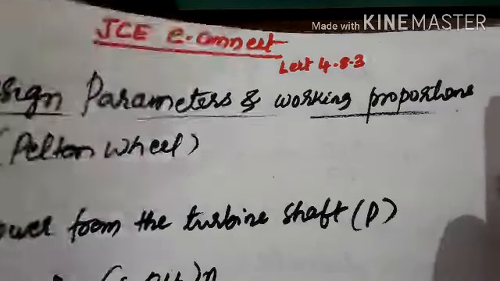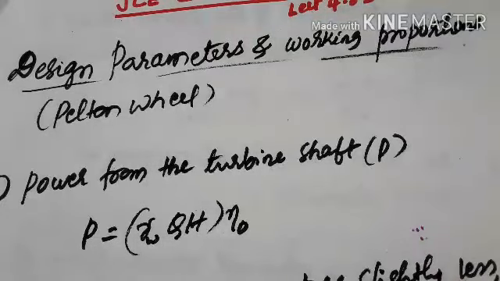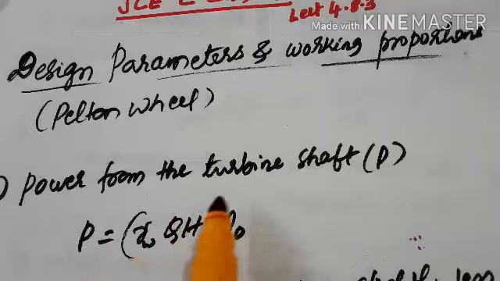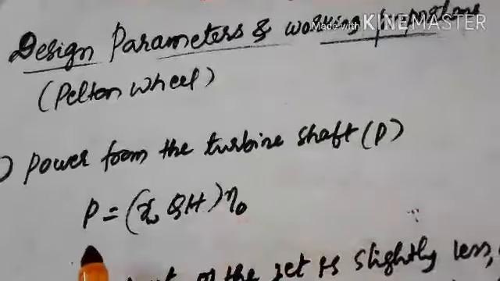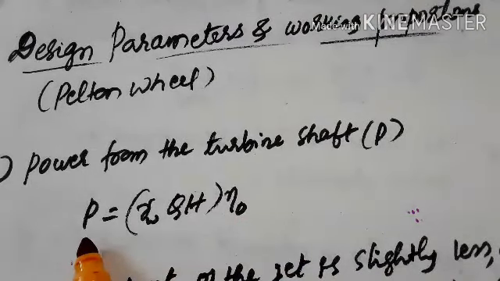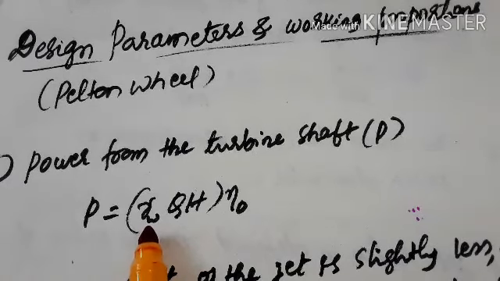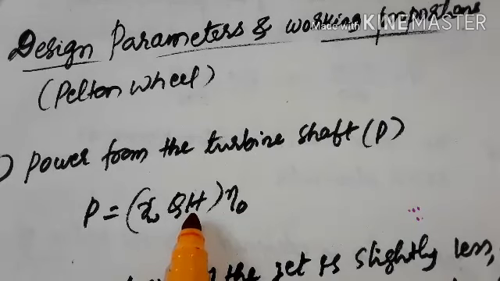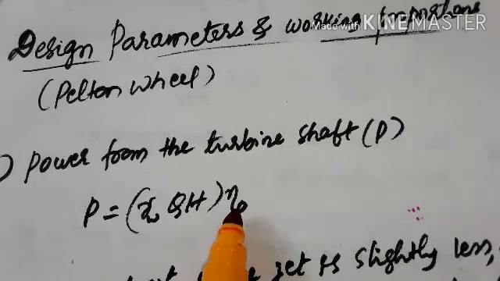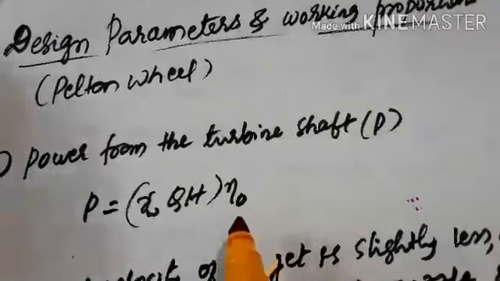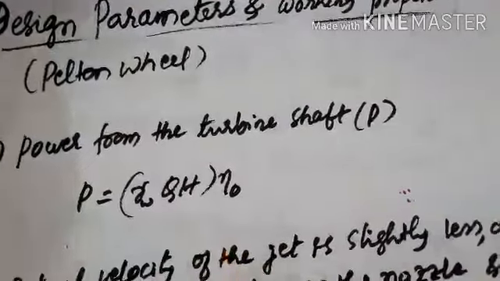So for that, the first thing is we have to calculate the power from the turbine shaft. To calculate power from the turbine shaft, this is the formula we generally use: P equal to gamma W into Q into H into overall efficiency, where gamma W is the specific weight of the water, Q is the discharge, H is the head available and eta O is the overall efficiency. From this we get the power from the turbine shaft.